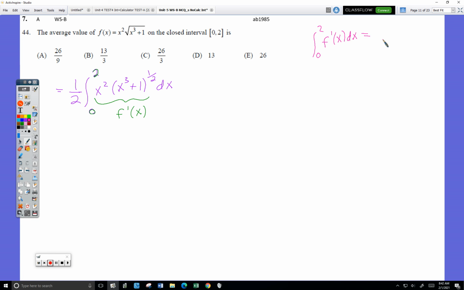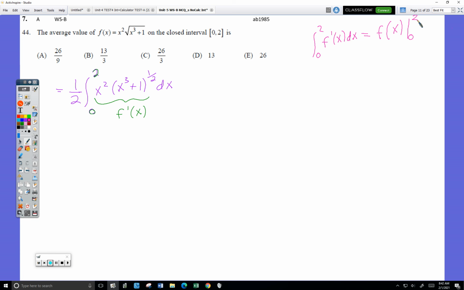Close. You do the f first. Is it f of x or is it just f? It's f, evaluated from 0 to 2. Is that an average value?